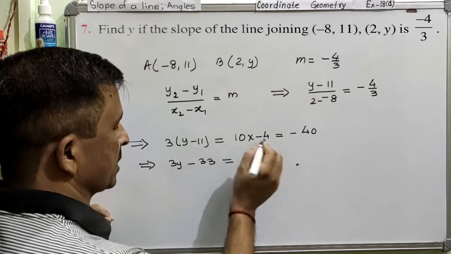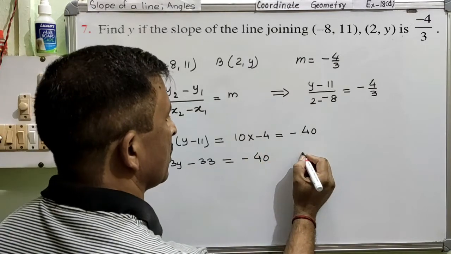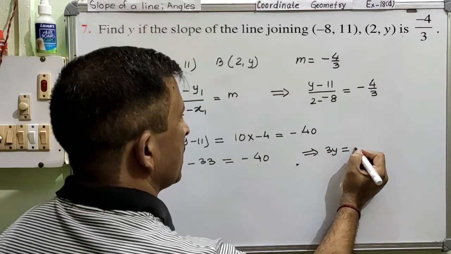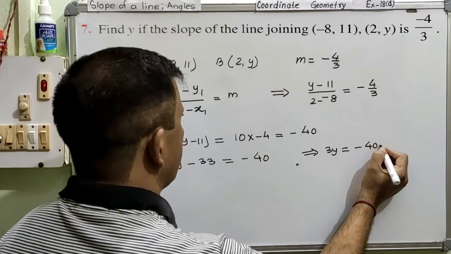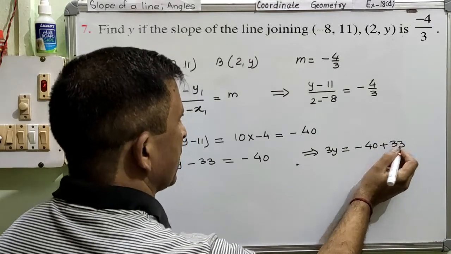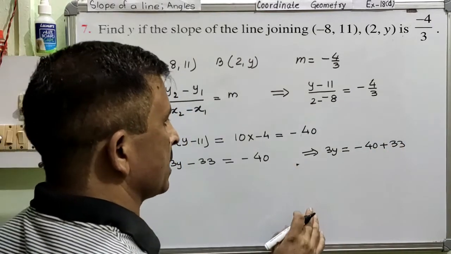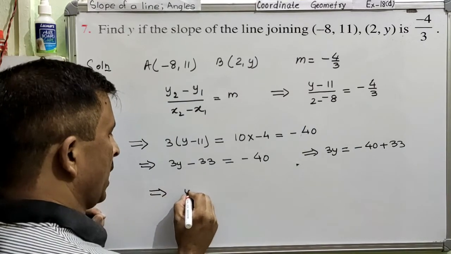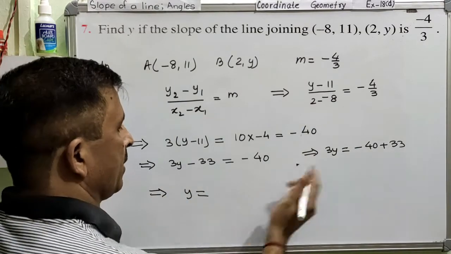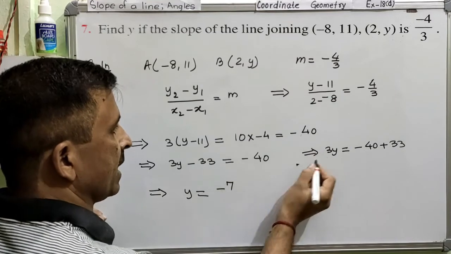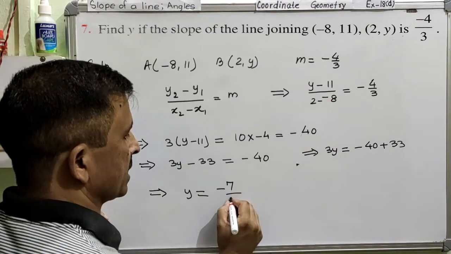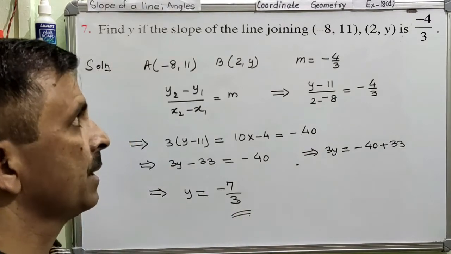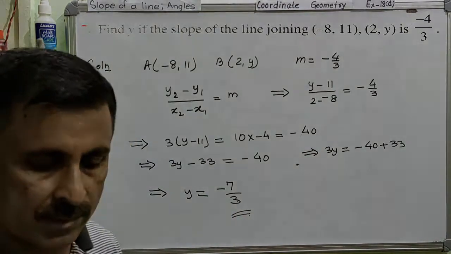Now we can transpose this term to the other side. So 3y is equal to minus 40 plus 33, because this negative, when it goes to the other side, will become positive. So finally your answer will be y is equal to, this side will become minus 7, and this 3 will go in the denominator. So minus 7 over 3 becomes the value of your y. Have I been understood? Thank you.